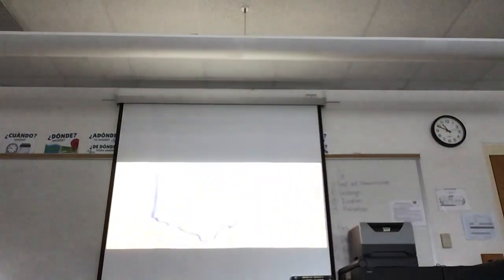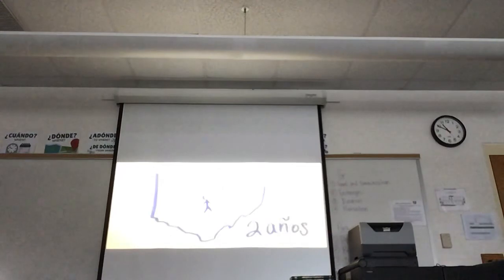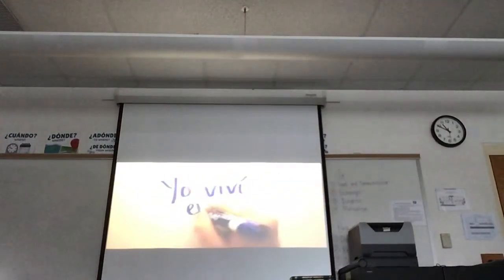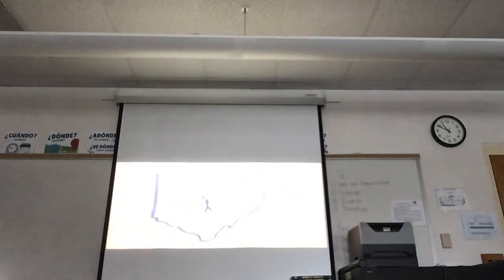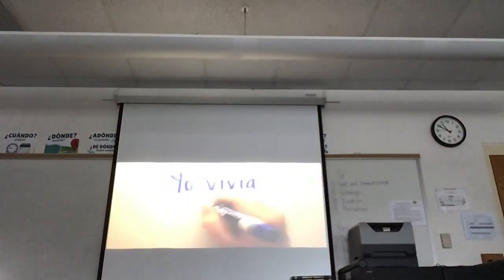Otro ejemplo. I lived in Ohio for 2 years. Because this is a past action with a definite beginning and a definite end, I'm going to choose the preterite. Yo viví en Ohio por 2 años. But if I want to tell you that I just lived in Ohio, that is an ongoing past action, so I'll choose imperfect. Yo vivía en Ohio.